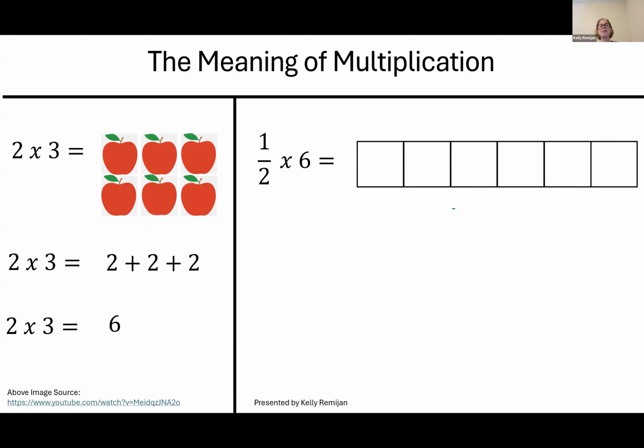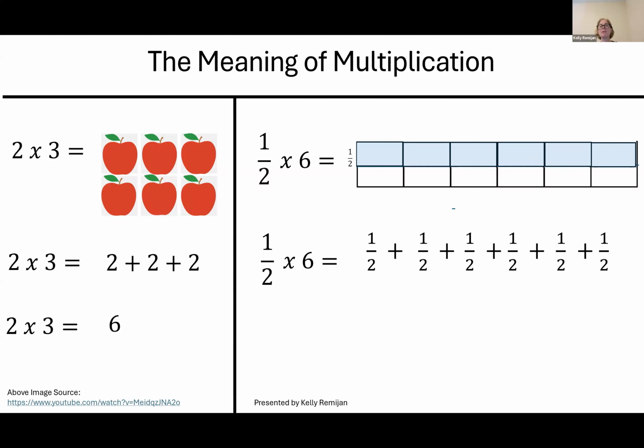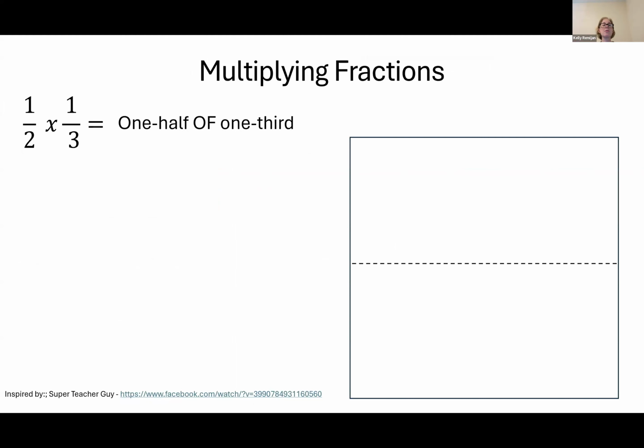So if I have 1/2 times 6, if I started off with 1 by 6, I really want 1/2 by 6. And if I think about it like this, now it's repeated addition. I have 1/2 plus 1/2 plus 1/2 and so on to get my answer, which is 6/2, or 3. So it gives that connection, giving different ways of looking at things that bring everything together.